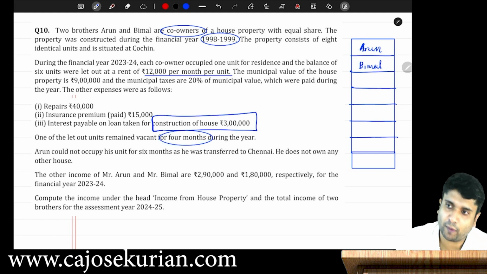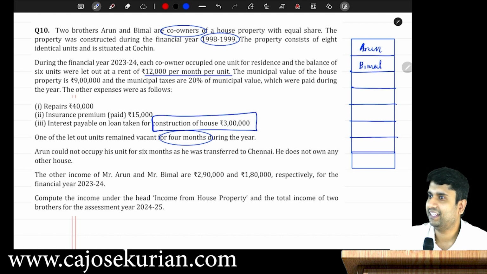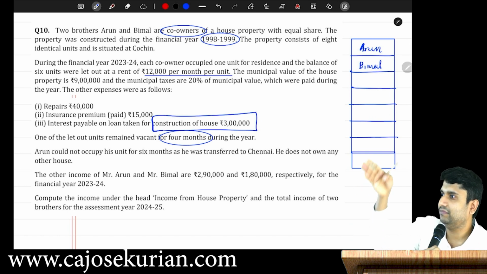Is it Arun's property or Bimal's property? The vacant one, is it Arun's property or Bimal's property? That we don't know because the question has not specified. So they will not have a specific ownership. It will be like a common.